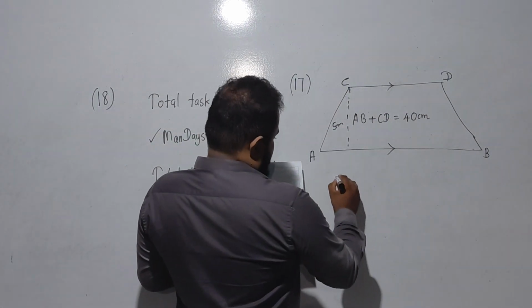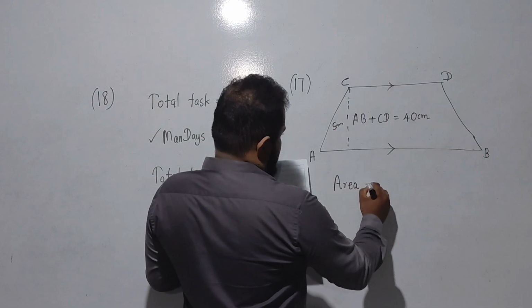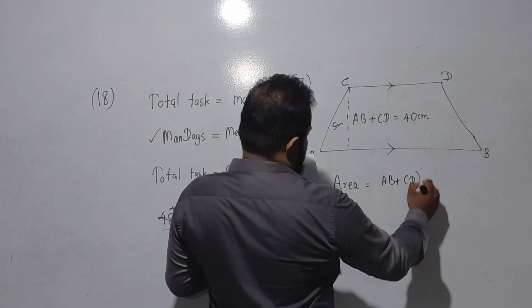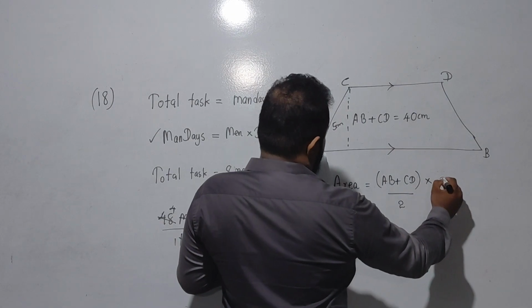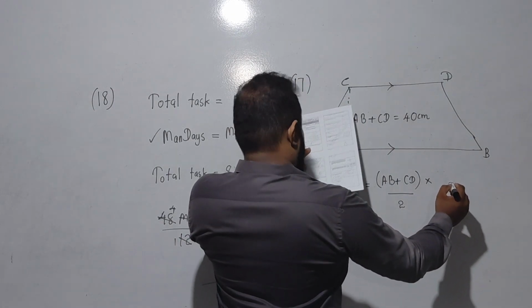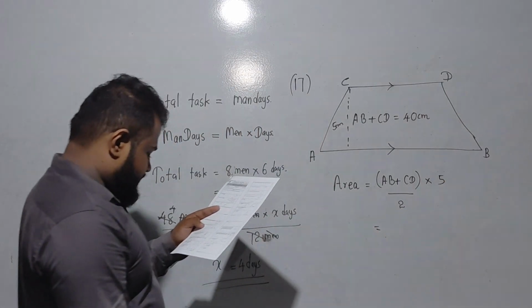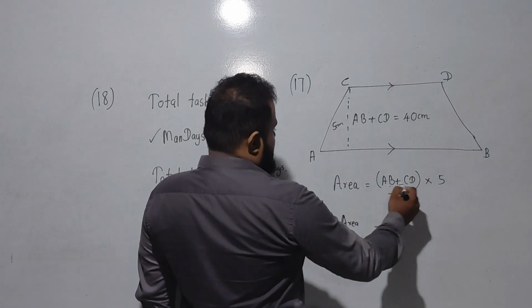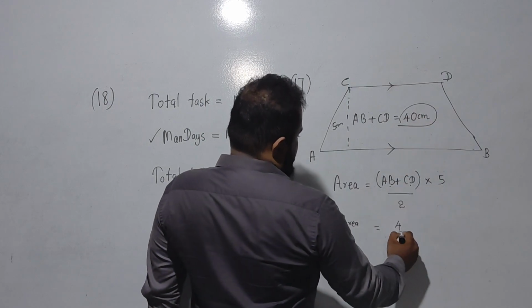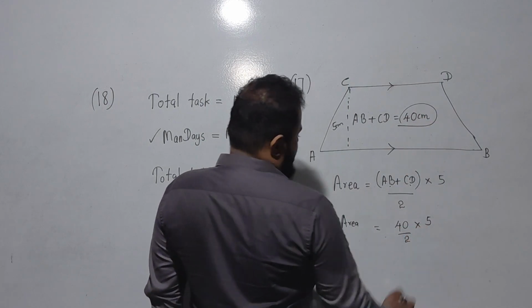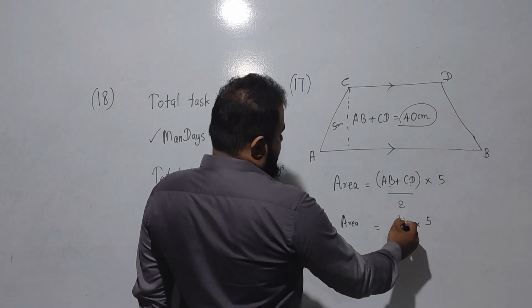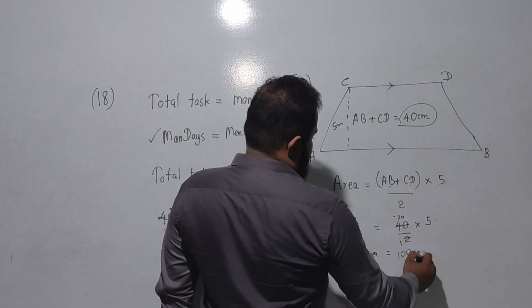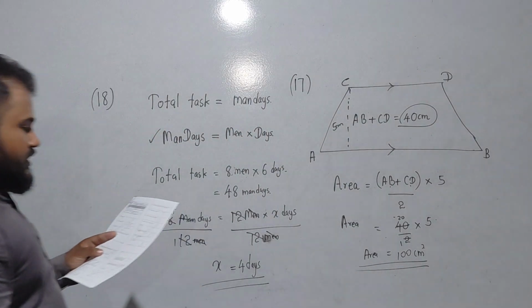So, what is the equation for the area of a trapezium? Area equals the sum of parallel sides, that means AB plus CD, divided by 2, multiplied by the perpendicular height. You have to find the area. So area is equal to AB plus CD, which is given as 40. So we can put 40 here: 40 divided by 2 multiplied by 5. 40 divided by 2 is 20. 20 into 5 becomes 100. This is the area, so the unit is square centimeters. 100 square centimeters.